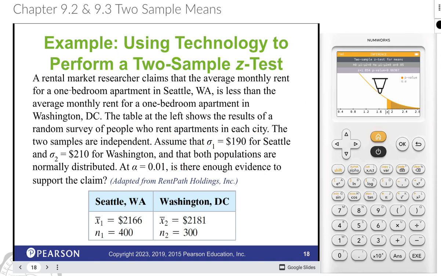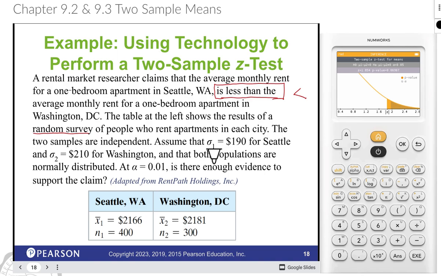So a rental market researcher claims that the average monthly rent for a one-bedroom apartment in Seattle, Washington is less than the average monthly rent for a one-bedroom apartment in Washington, D.C. This is going to help us set up the hypothesis test: less than. The table shows the results of a random survey, and again, that it's random is important, of people who rent apartments in each city. The two samples are independent.